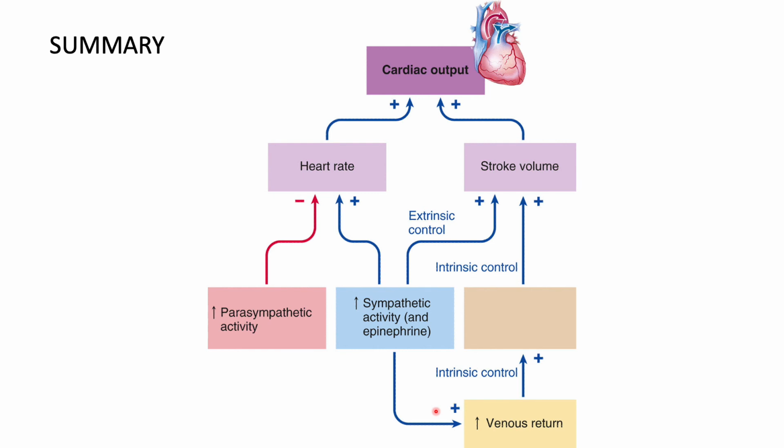If we increase our heart rate, we're going to have more blood returning to the heart. That's going to increase our end diastolic volume. If our end diastolic volume is greater, we just looked at this intrinsic control, we're going to have greater stretch of the sarcomeres, we're going to have increased contractile force, greater stroke volume.